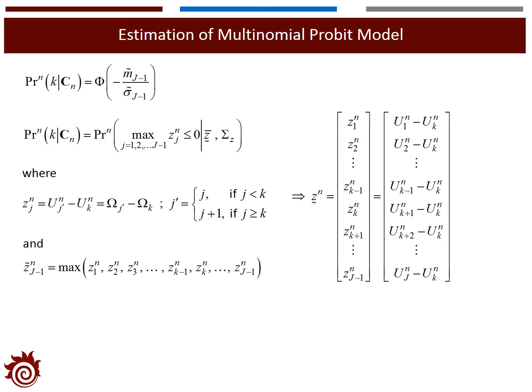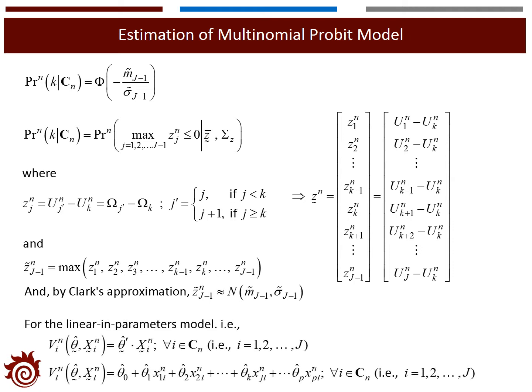And we also define zj minus 1 as the maximization of z1, z2, z3, till we get zj minus 1. By Clark's approximation, we can find that zj minus 1 tilde is a normal distribution with the mean mj minus 1 tilde and the variance sigma j minus 1 tilde. And these two parameters will be applied in this equation to estimate the probability of taking alternative k. In addition, we assume that there exists a linear relationship between the deterministic utility and the attributes x. Here, theta represents the coefficients applied for each attribute.